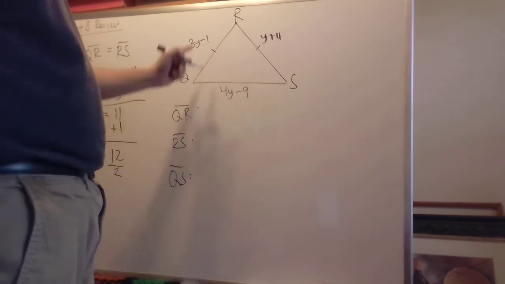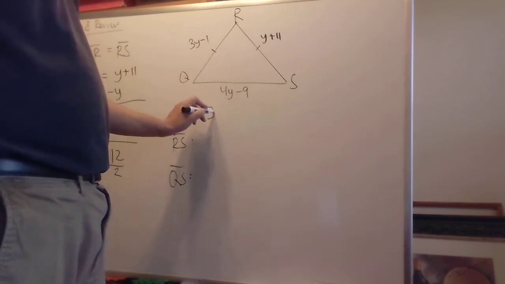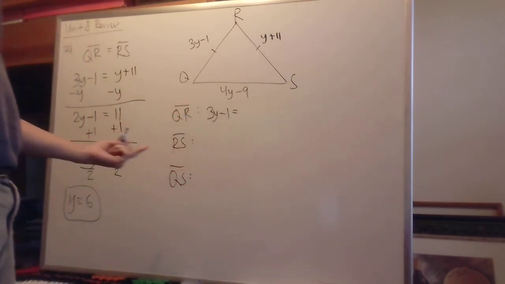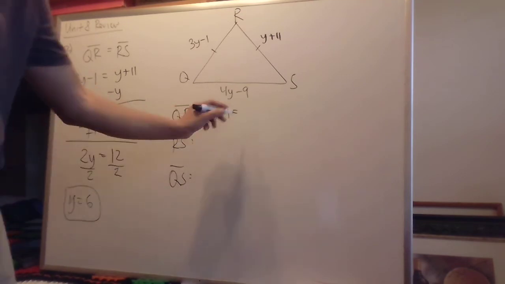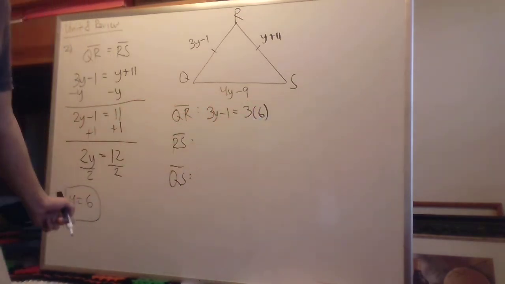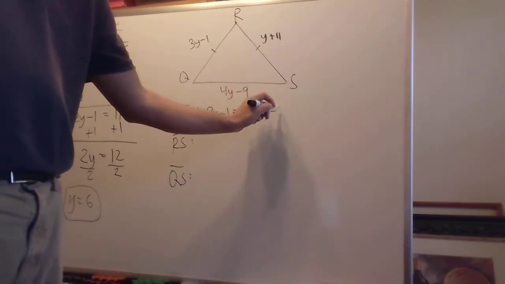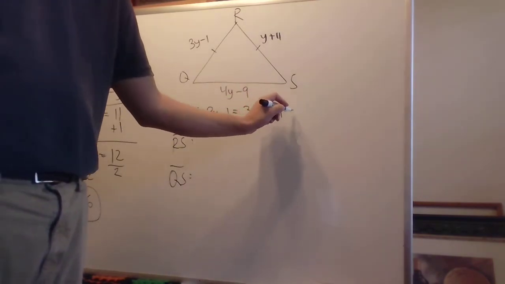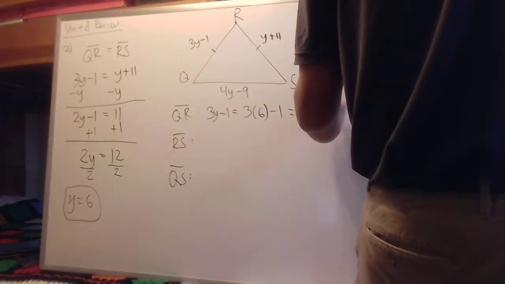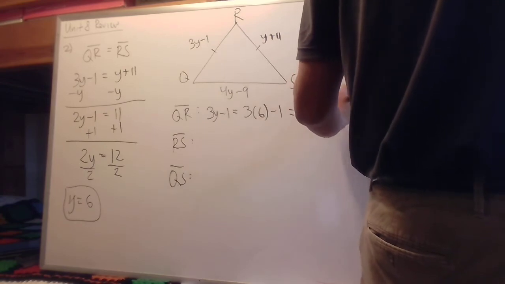So we know that QR is equal to 3y minus 1, and all we're going to do now is plug in 6 for y. So we're going to have 3 times 6, because y equals 6. 3 times 6 is 18, minus 1. So 18 minus 1 is going to be 17.